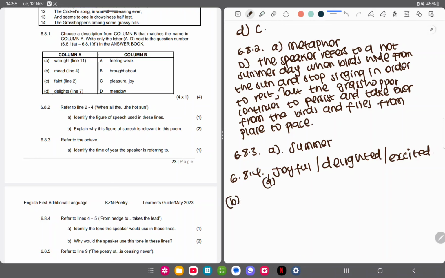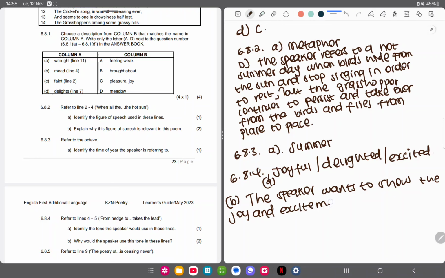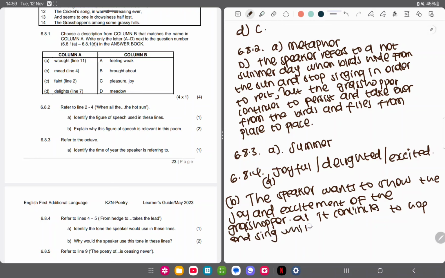And now let's go to B. B says, why would the speaker use this tone in this line? Well, we can say that the speaker wants to show the joy and excitement of the grasshopper as it continues to hop and sing while enjoying the summer's day.